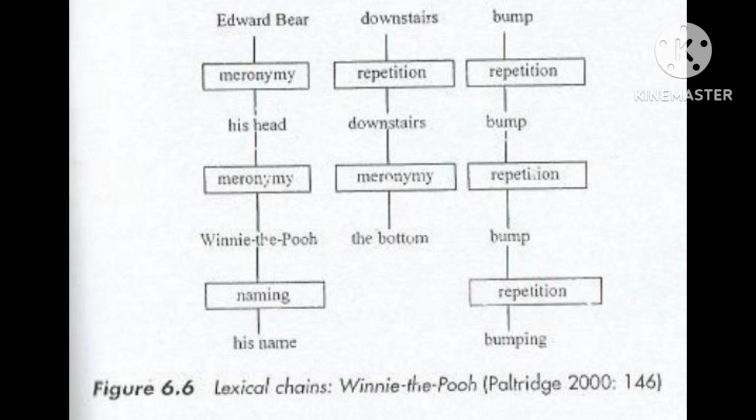The next item, hat, is in a part-whole relationship with Edward Bear. That is, a hat is part of a bear, in this case, Edward Bear. The relationship between these two items is one of meronymy.